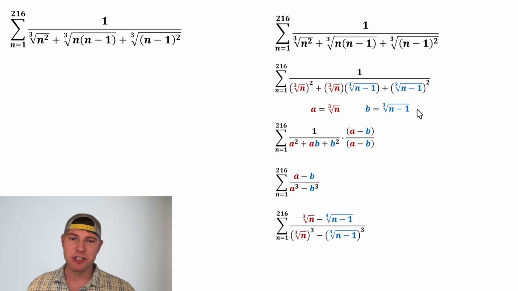Let's resubstitute our original values in the place of the a's and the b's. In the place of this a, we can re-plug in the cube root of n. And then we're going to subtract from that b, which is equal to the cube root of the quantity n minus 1. And then on bottom, we're going to have a cubed, which is the cube root of n cubed, minus b cubed, which is the cube root of the quantity n minus 1 cubed.